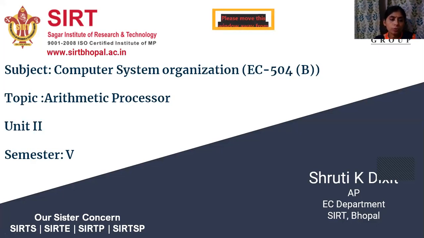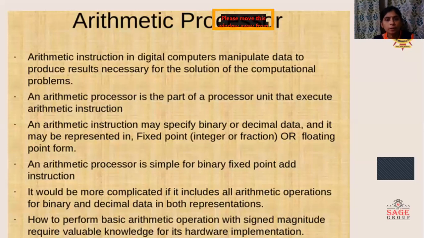Today we are going to discuss arithmetic processor from unit second. Arithmetic processor is the part of the processor which performs the arithmetic operations. Arithmetic instructions in a digital computer manipulate data to produce results necessary for the solution of computational problems. It is the important part of the processor unit that executes arithmetic instructions.